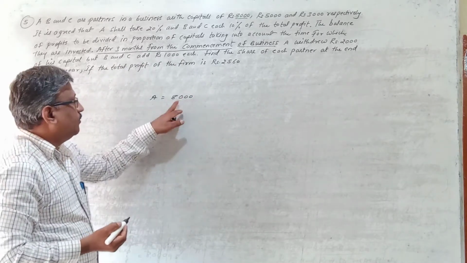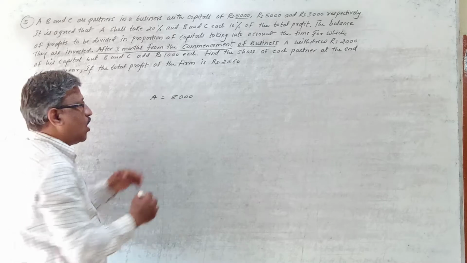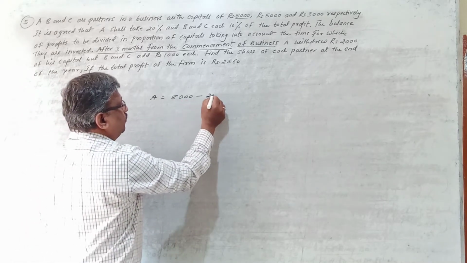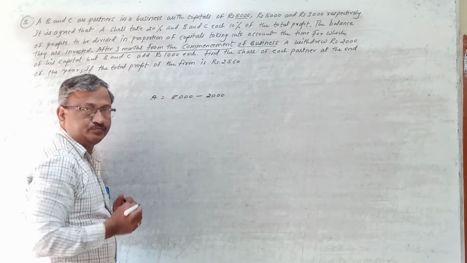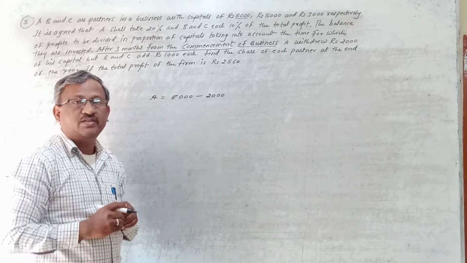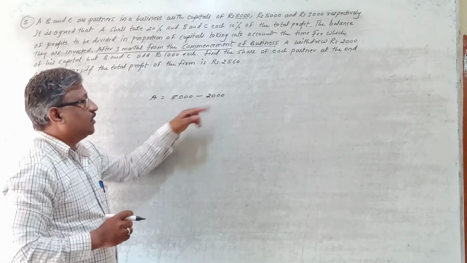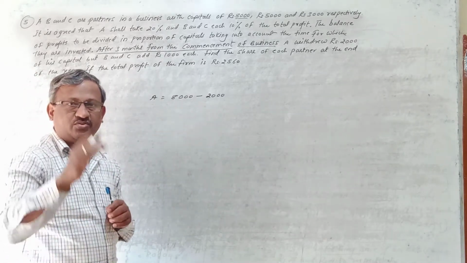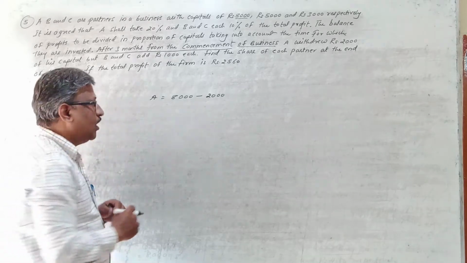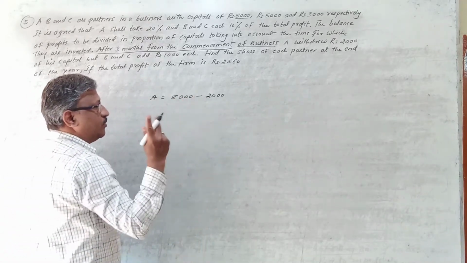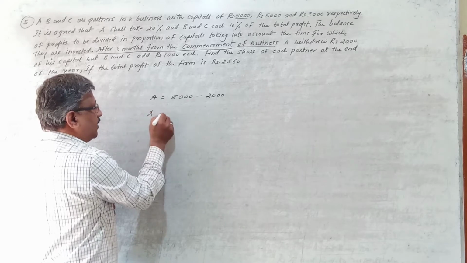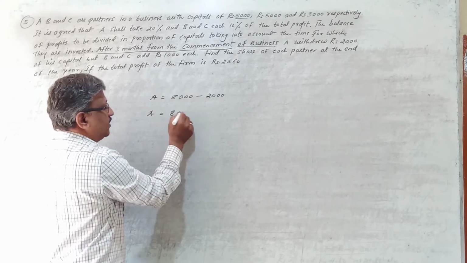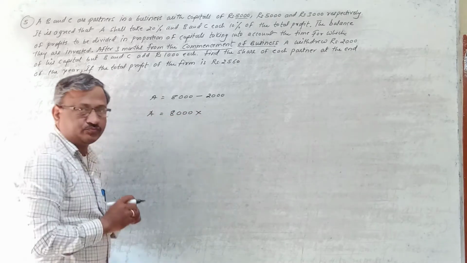At the beginning, he has invested 8,000. Out of 8,000, sorry, 2,000 rupees capital he has withdrawn. So when a partner withdraws the capital from the business, naturally his capital will decrease, right? So here A's capital will decrease by how much? It is 2,000. So far as A is concerned, at the start he has invested 8,000 rupees, right?